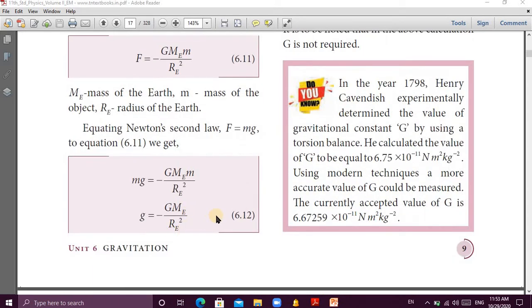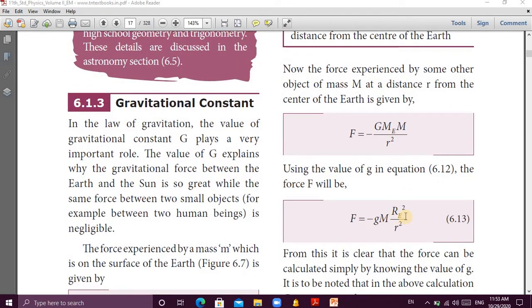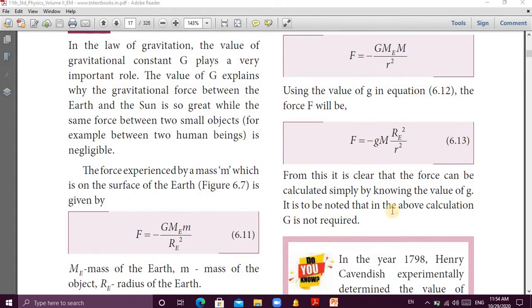Here there is no R E square term in this equation, that is why we multiply by R E square. So minus g capital M into R E square divided by small r square, because G M E divided by R E square is nothing but small g. So the equation becomes F is equal to minus g into capital M R E square divided by small r square. From this it is clear that the force can be calculated simply by knowing the value of small g. So it is to be noted that in the above calculation, capital G is not required.